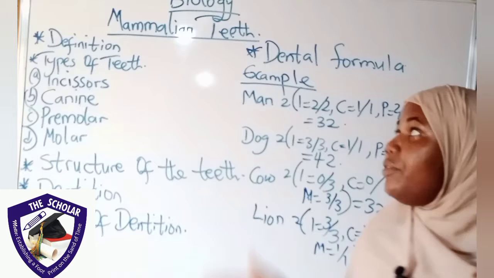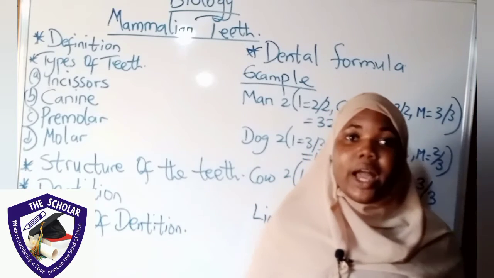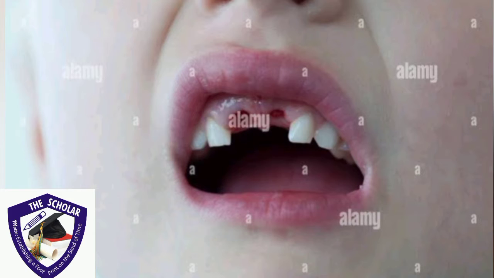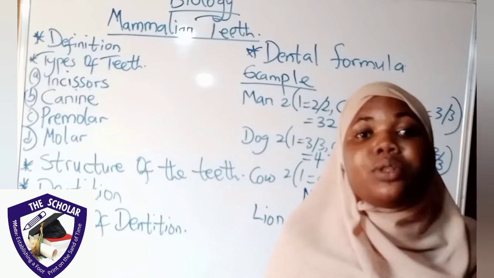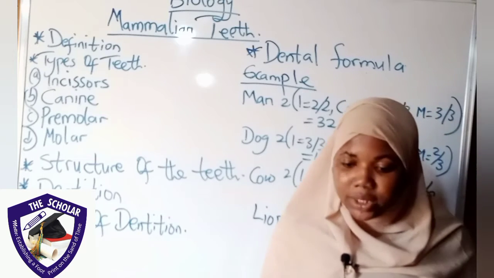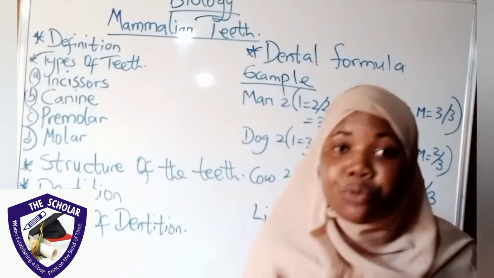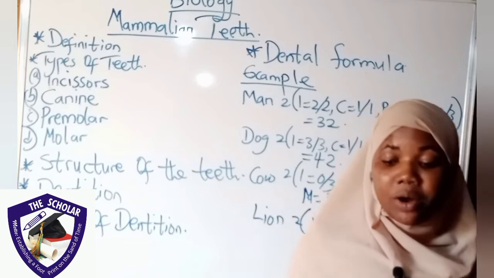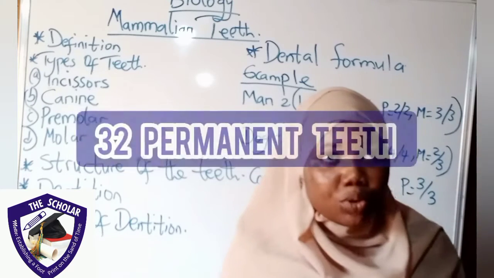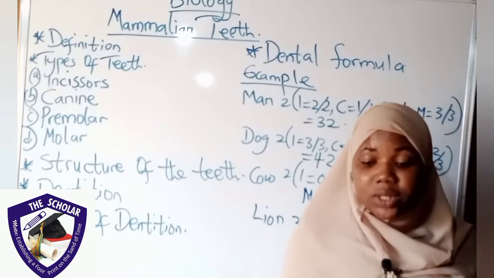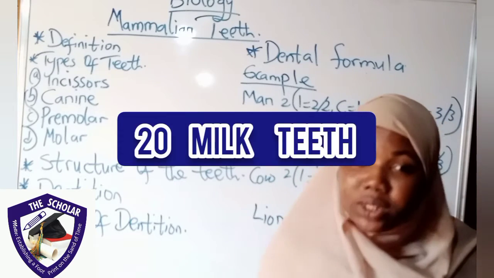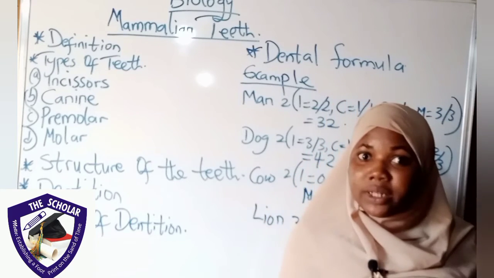Now for the first one, definition of the mammalian teeth. As human beings, we have two sets of teeth, which are the milk teeth and the permanent teeth, whereby the milk teeth grow after a few months of birth. Then they are removed and replaced with the permanent teeth. There are 20 milk teeth, while there are 32 permanent teeth.